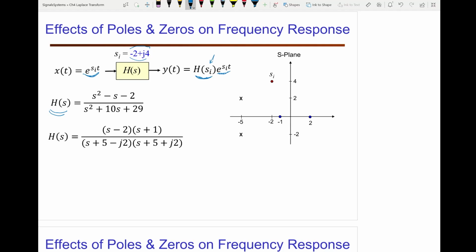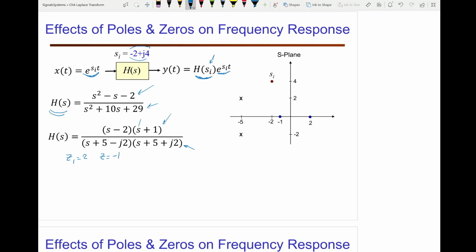So the first step is to find out what are the zeros and the poles in the system by factoring out the numerator and denominator. When you factor it, that will be s minus 2 and s plus 1 in the numerator. So this system has two zeros. The first zero is when s equals 2, which makes the numerator 0. The second zero is when s equals minus 1, which makes the numerator 0.